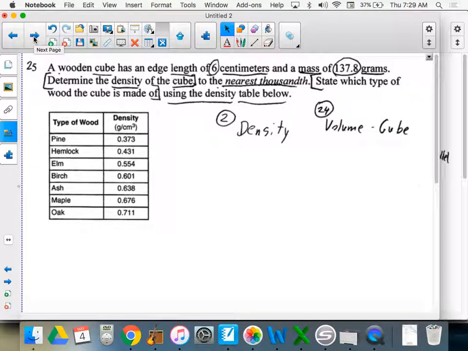Okay, we have two rules that are going on, two big ideas. Number two, the density formula, which is also a weight formula, and number 24, the volume of a cube. If you know these two big ideas, now would be a good time to put them in and solve this problem by pausing the video.